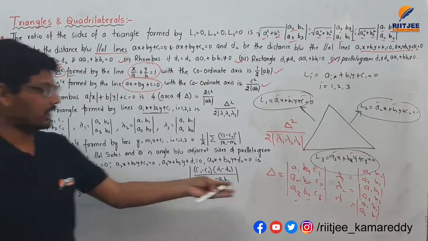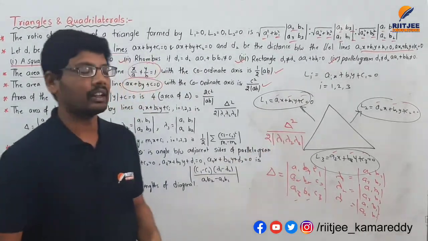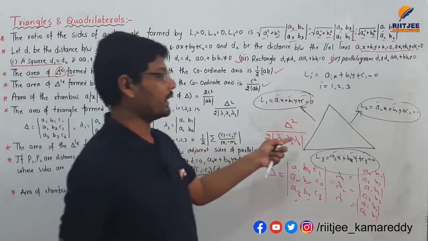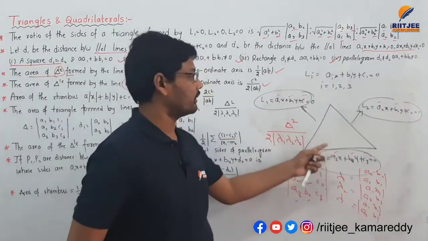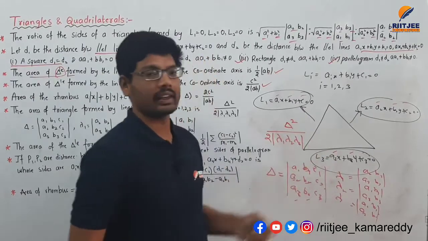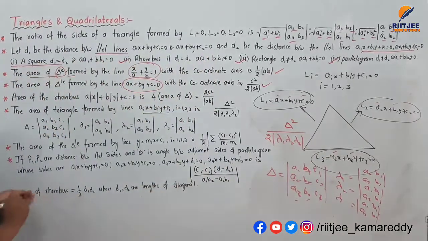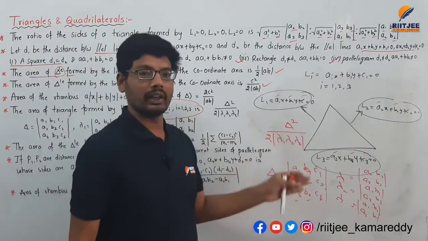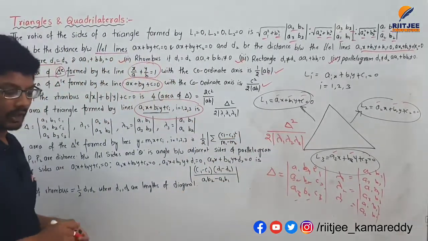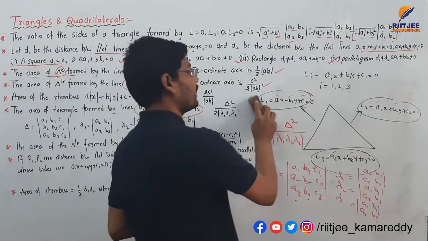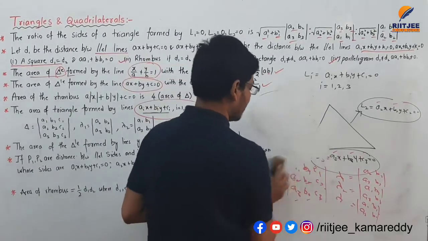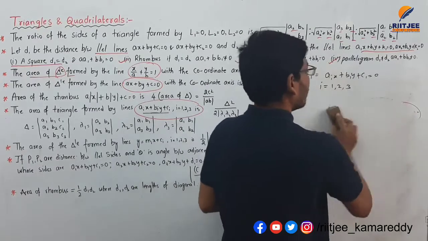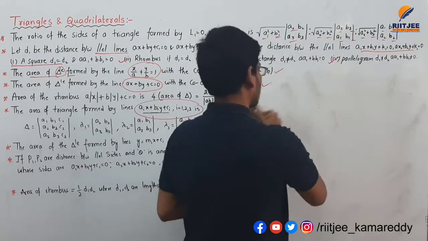By substituting these 4 values in this expression, you will get the area of the triangle when the 3 straight line equations of a triangle are given. This formula is useful only when 3 straight lines of a triangle are given. This is the usage of this formula here. We have 3 types of area of the triangle formulas here. So understand clearly, don't get confused while solving the questions.